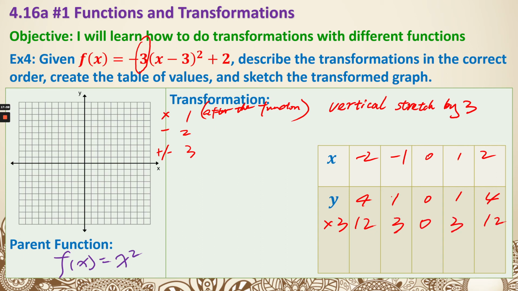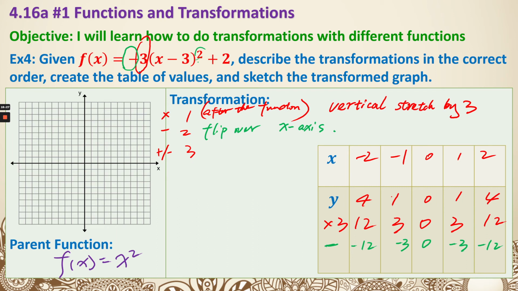Next, we do actually have a negative sign in the front. So that is going to be a flip. Again, that is after the function because I already calculated the square, then I have a negative sign in the front. So flip over the x-axis. That means I just need to flip all the y numbers because that's happening vertically. So it's going to be -12, -3, 0, -3, and -12.